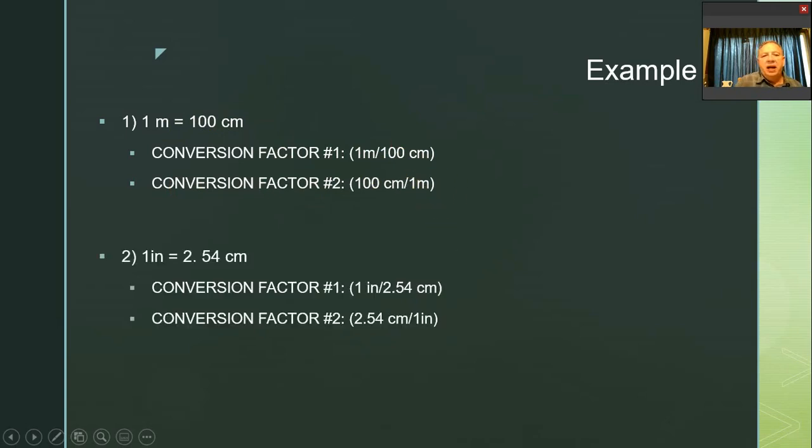And here's another one: 1 inch is 2.54 centimeters. My first conversion factor, I could write it as 1 inch is 2.54 centimeters. That fraction value is just 1. 2.54 centimeters is equal to 1 inch, so 2.54 divided by 1 inch is just 1. I won't change the scale of it, I would say.